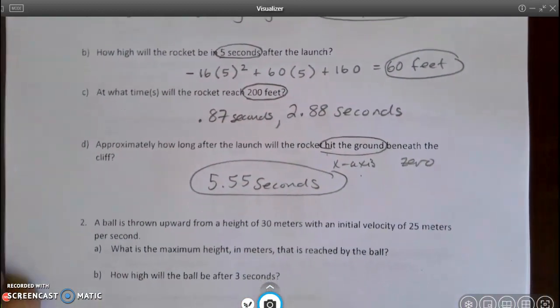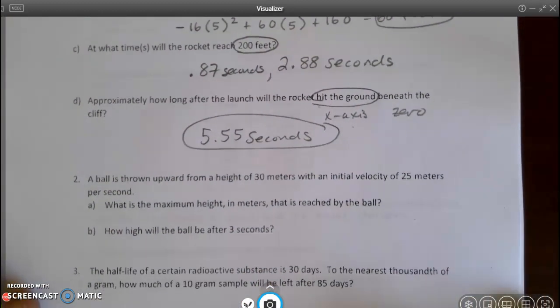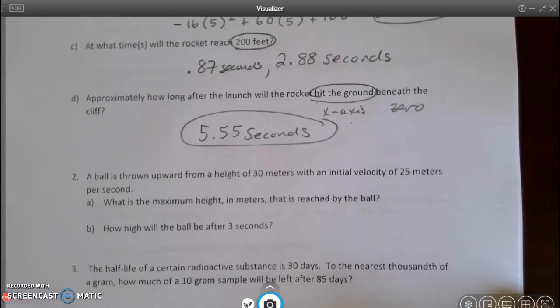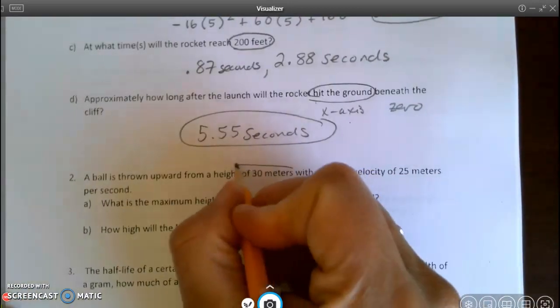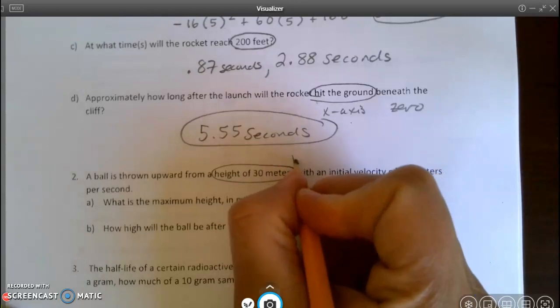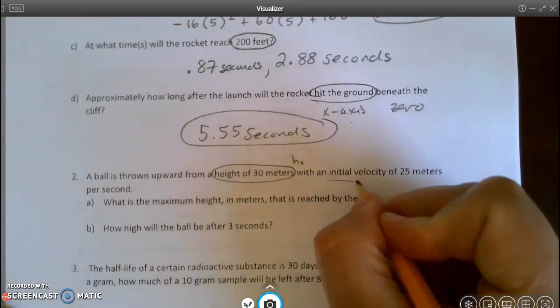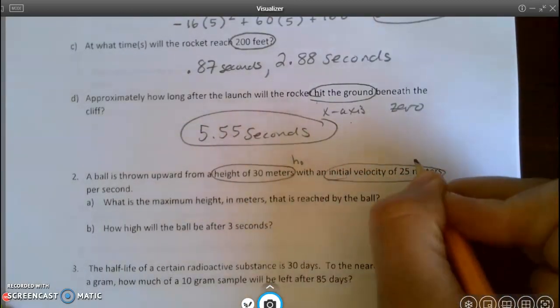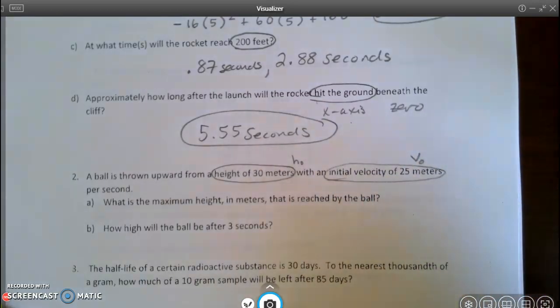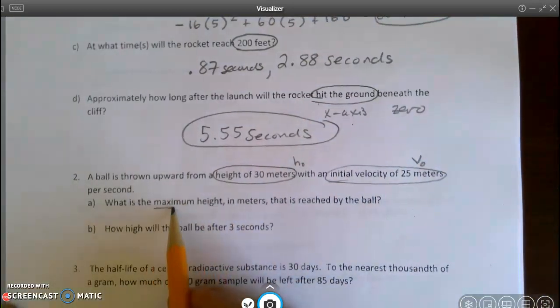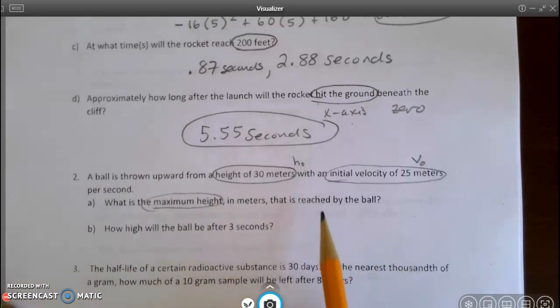Right. Okay, so my next question 2, a ball is thrown upward from a height of 30 meters. Okay, that's going to be my initial height with an initial velocity of 25. That's going to be my v sub 0. What is the maximum height in meters reached by the ball?